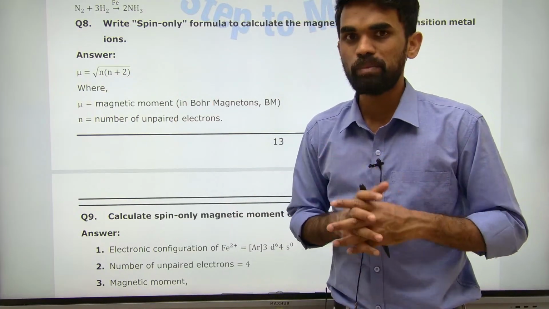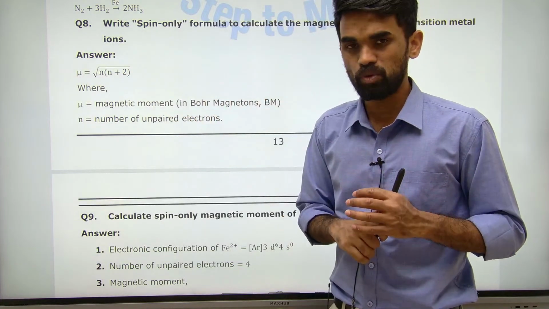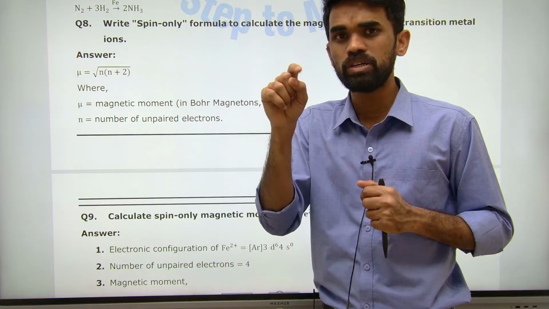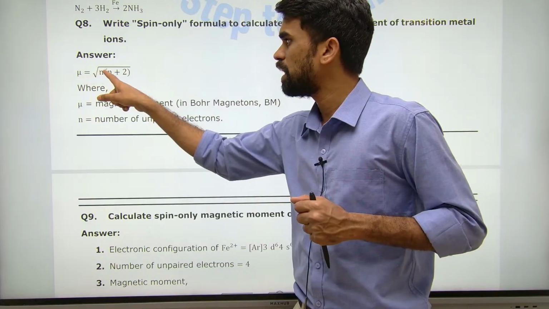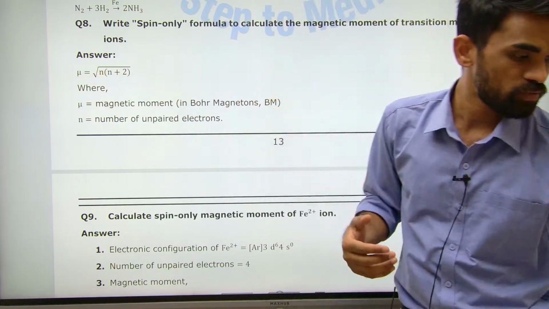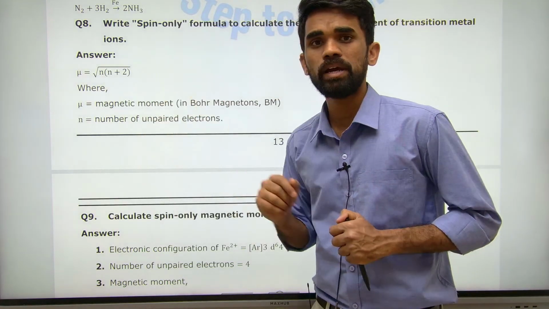Now the spin only magnetic moment is due to the spin of that electron. The magnetic moment value is considered to be mu, that is, spin only magnetic moment mu is equal to root over N into N plus 2 Bohr magnetons. What is N? N indicates the number of unpaired electrons.